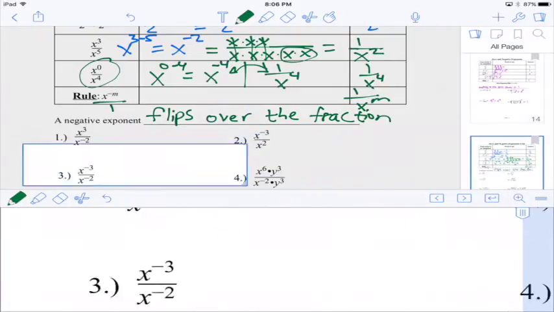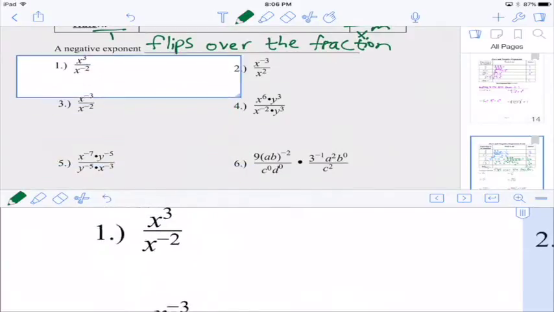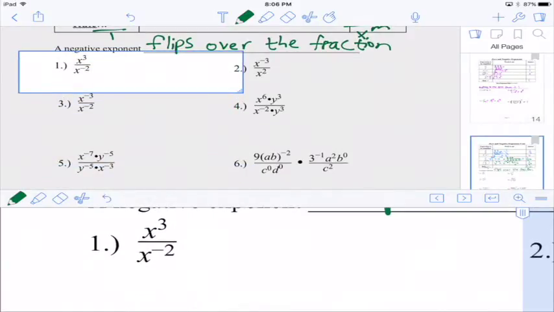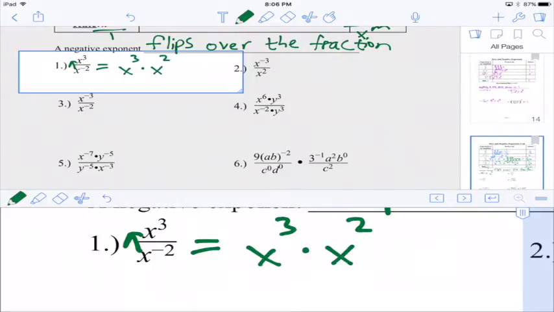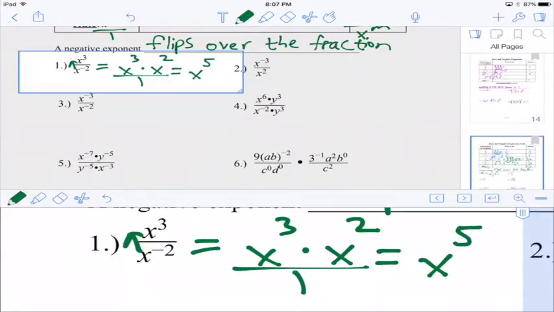All right, so let's see what that looks like. I'm going to flip all of these negative exponents over the fraction, and then I'm going to simplify them. So I'm going to bring this x to the negative 2 up to the numerator. So I have x cubed times x squared. It came up to my numerator, and now it's done. So now I can use my product rule, my multiplication rule, and I get x to the 5th, right? 3 plus 2.